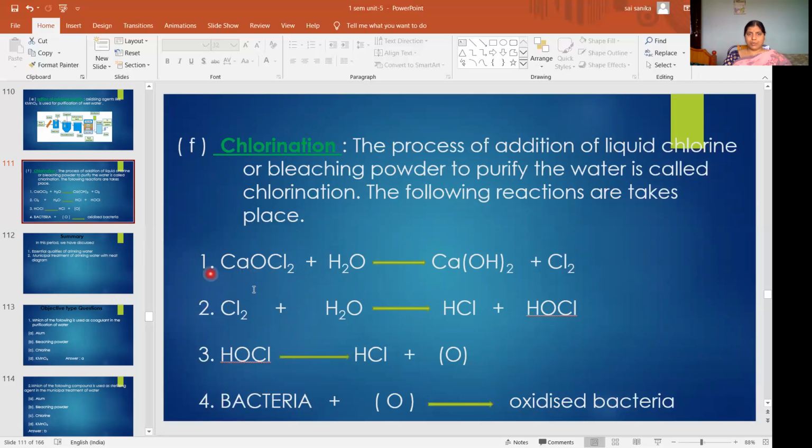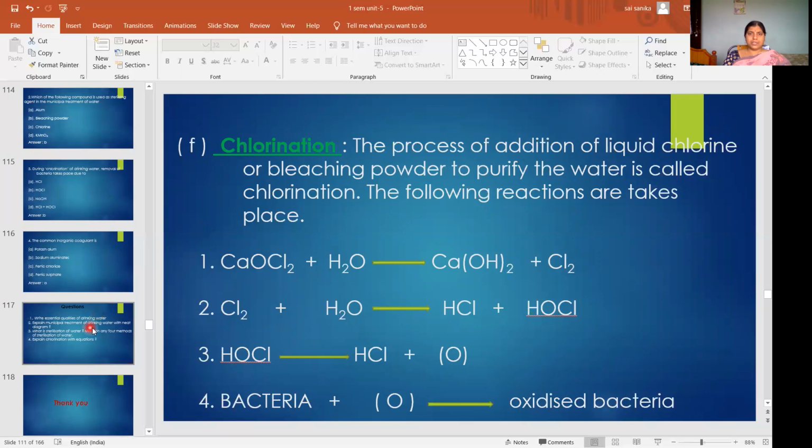You have to remember this formula, CaOCl2. When it combines with water, what is forming? Calcium hydroxide plus chlorine. Then this chlorine reacts with water and produces HCl and HOCl. This HOCl is unstable, so it again dissociates and forms nascent oxygen. And this nascent oxygen combines with bacteria and forms oxidized bacteria. Like this you have to write.